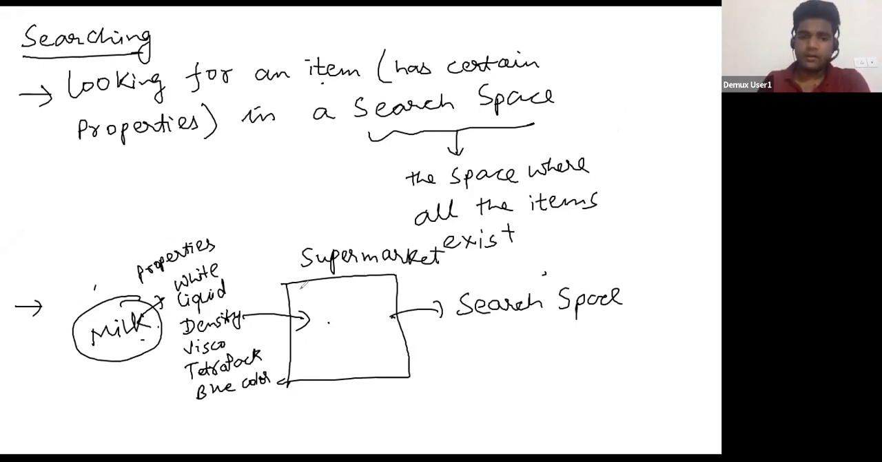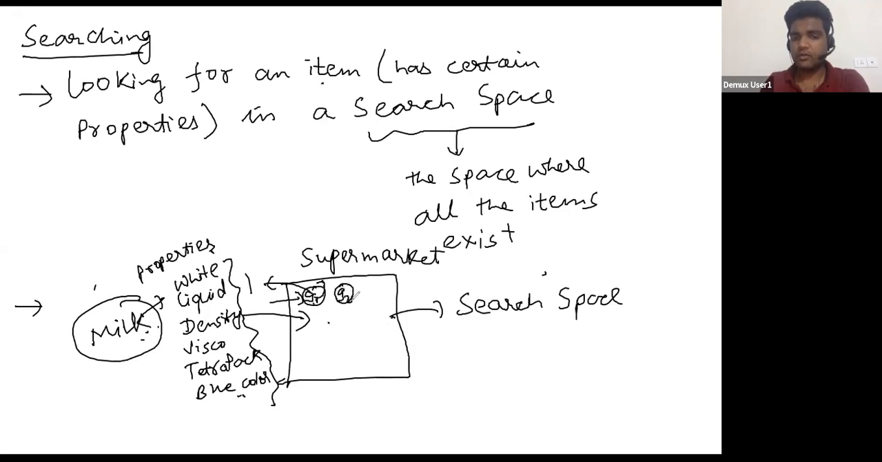Now, what is one typical algorithm that you could employ to search in the supermarket? You could start by entering the supermarket. You could pick up item I1, the first item. You could look at it, see its properties, and see if they match the properties that you already have in your mind for milk. If they don't match, you can keep it down. You can conclude that, okay, this is not milk. Let's move on to the second item.